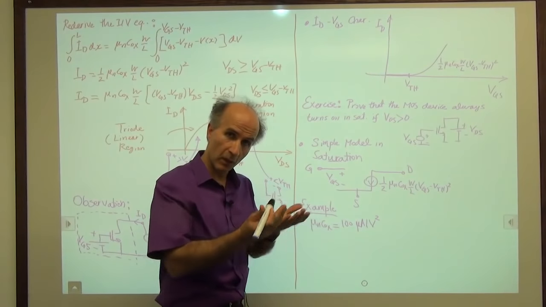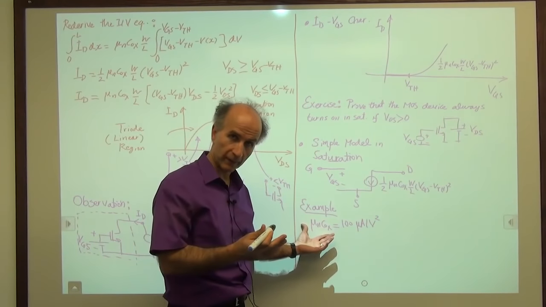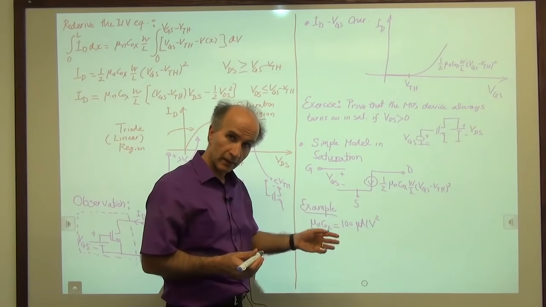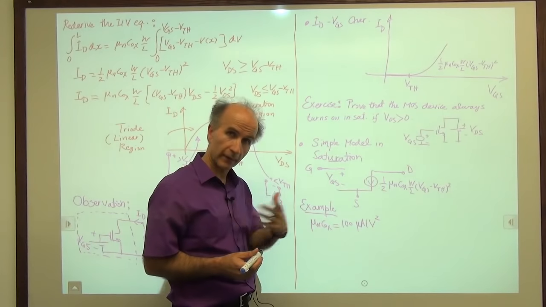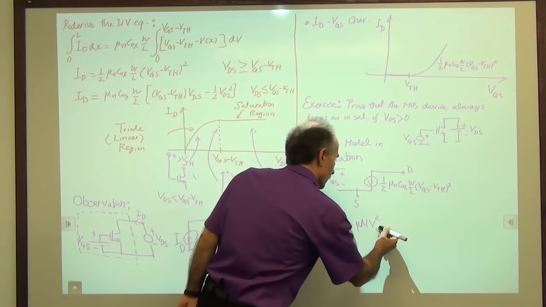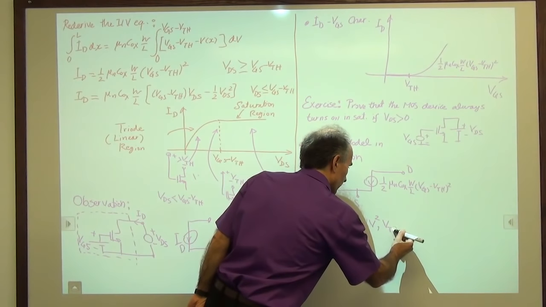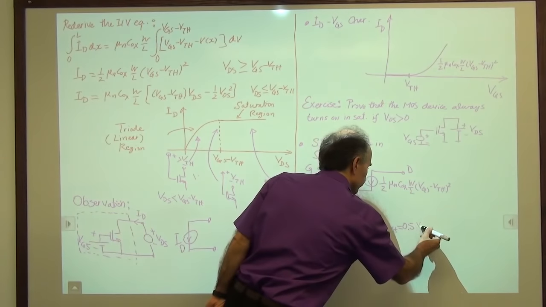So you bought a MOSFET, and this quantity is a property of the MOSFET. Mobility and the oxide capacitance are not under our control as circuit designers. This comes with the device. Then also the threshold comes with the device. We don't have control over it. So let's assume the threshold is 0.5 volts.